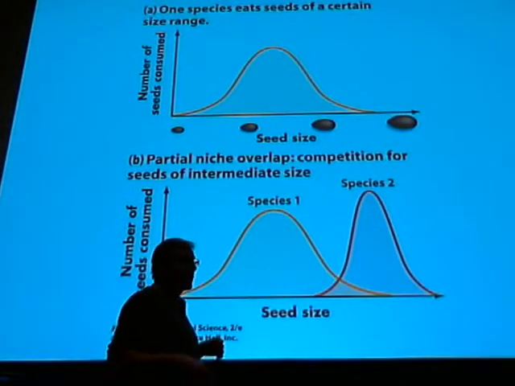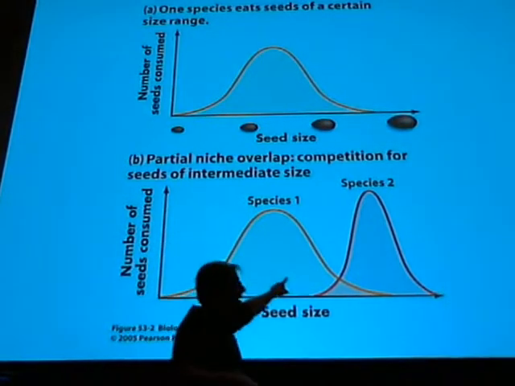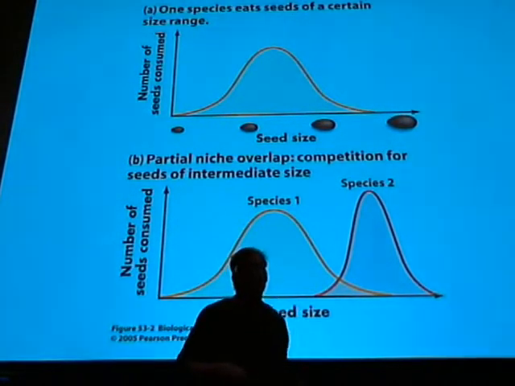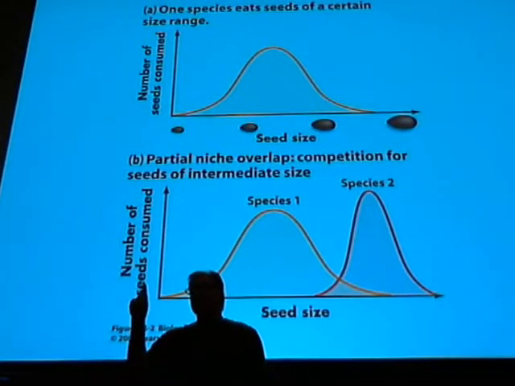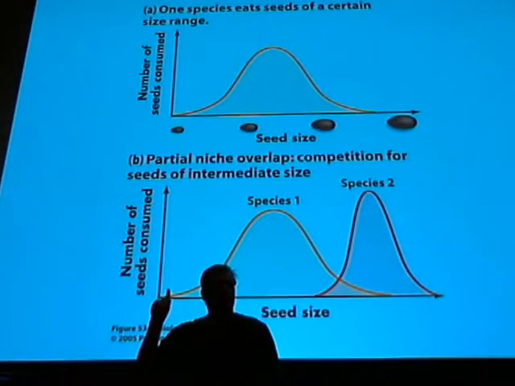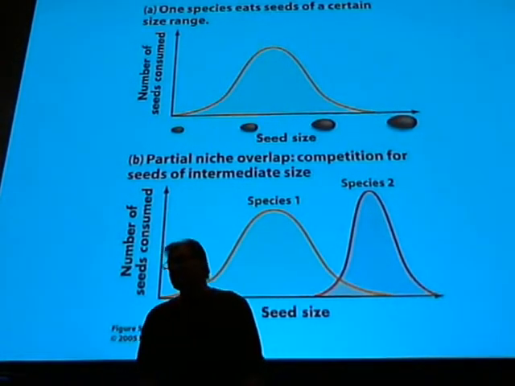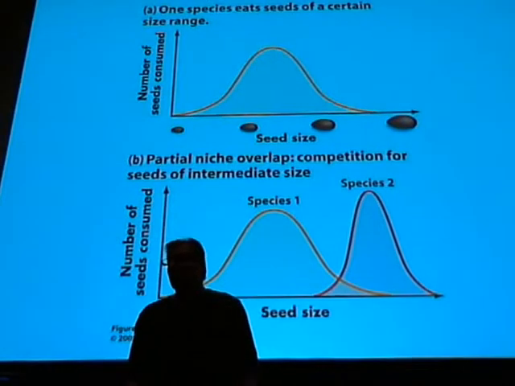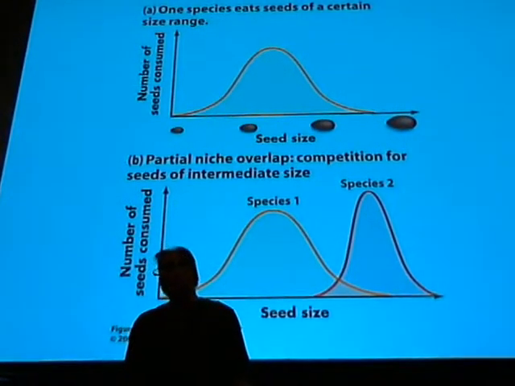Now, the small beak one can eat 3 of these seed sizes. The big beak one can eat only 2, right? So they only overlap in their niche in one seed size, the medium-large seed size. That's the only one they will compete with each other for, correct? Anyone see that? So we could ask the question, what happens over time to the distribution? If the bigger beak one was a better competitor for that second largest seed class, what would you expect to happen?